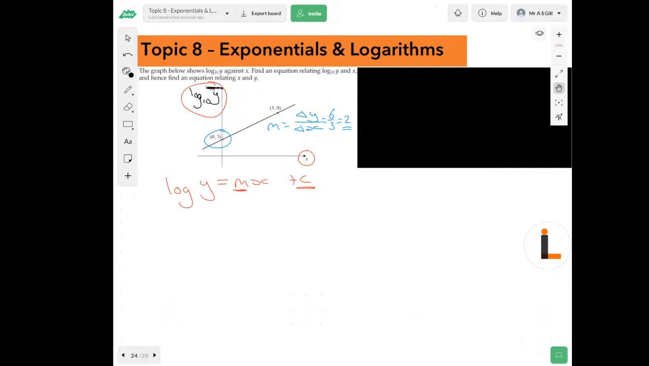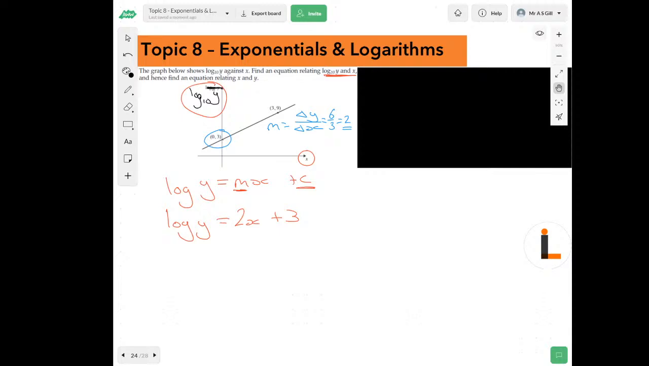So now we can start putting these values into this linear equation we've got down here. So now we get log y is equal to 2x plus 3. So this is the first bit, relating log 10 y and x. We've got that bit done.